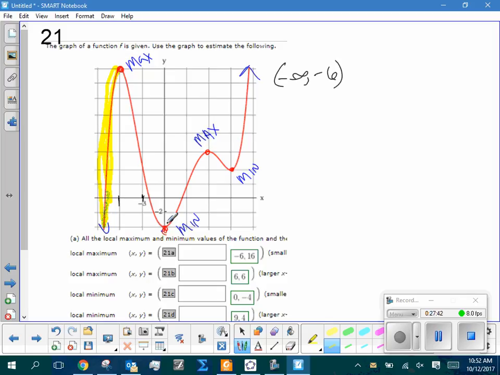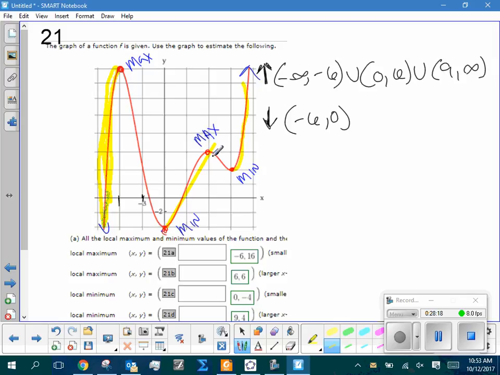I'm also going to see that I am increasing there from 0 to, again, 3 and then 6. So 0 to 6. And then again over here we start increasing again, and that's going to be from 3, 6, 9. So 9 to infinity. All right, so we union those. And again, that is when our y values are increasing. Decreasing would be everywhere that I did not highlight. So decreasing would be from negative 6 to 0, and then from 6 to 9.